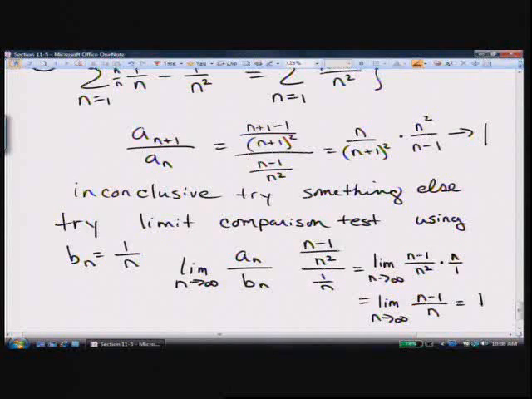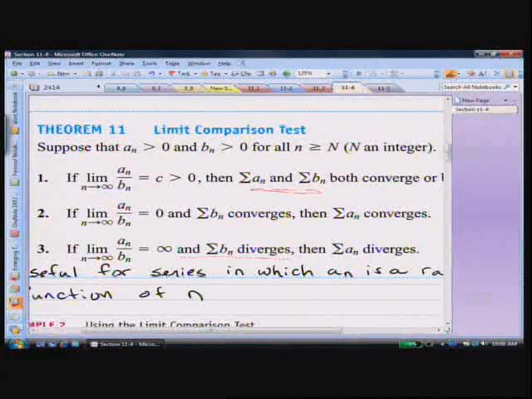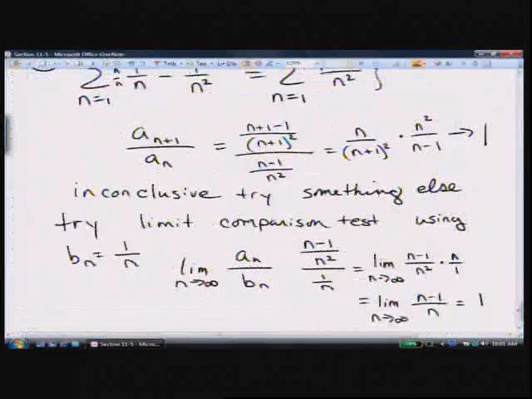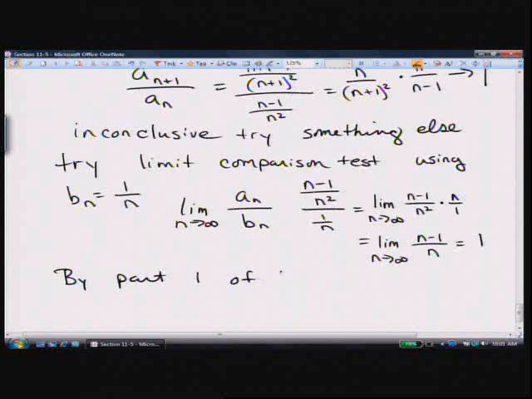Well, what did the limit comparison test tell us if we got a limit equal to 1? If it's equal to some constant, it just has to be positive, which it is, then they either both converge or both diverge. So what can we say? Right. So by part 1 of the limit comparison test, LCT, it diverges, because 1 over n diverges.